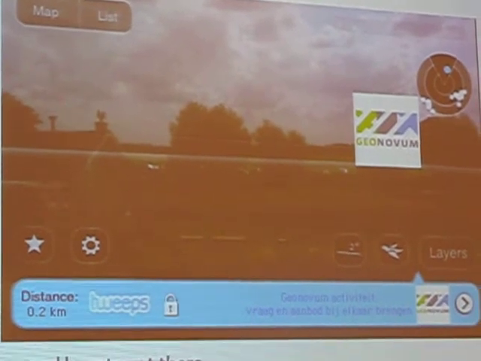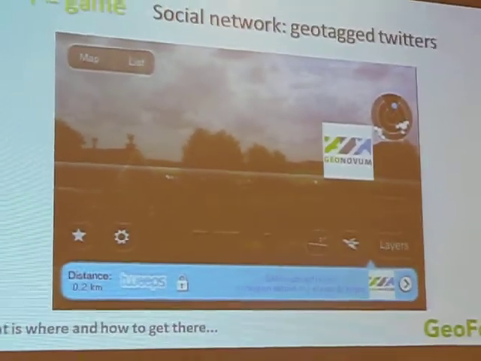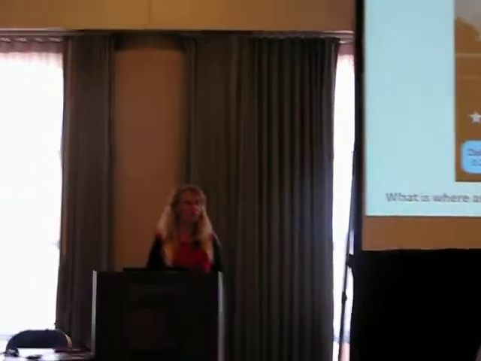So the white lines are the augmented reality. And the GeoNovo logo is someone who Twittered from GeoNovo the answer. And you can just 360-degree look around the island and find all the answers to the questions. And especially kids like this very much because they Twitter anyway, and now they're doing it with something sensible. That's what they say.